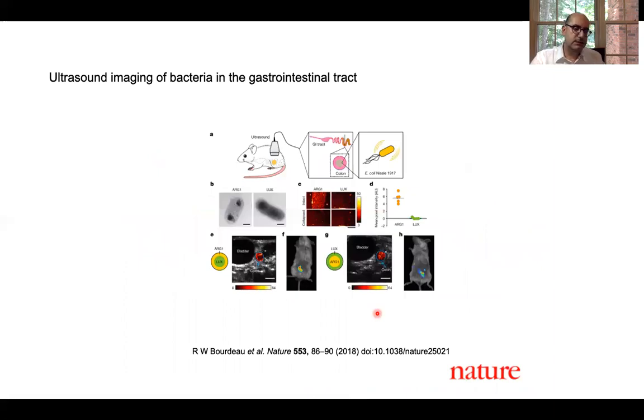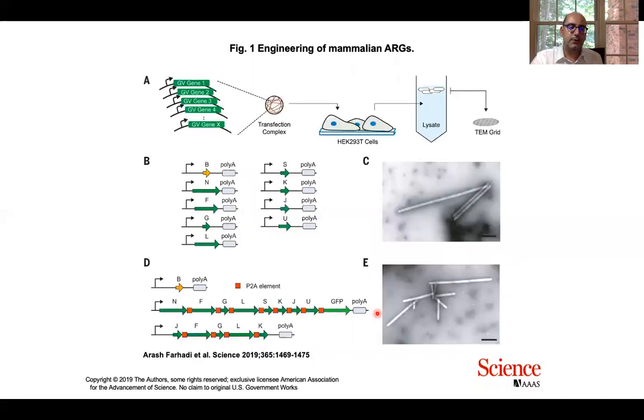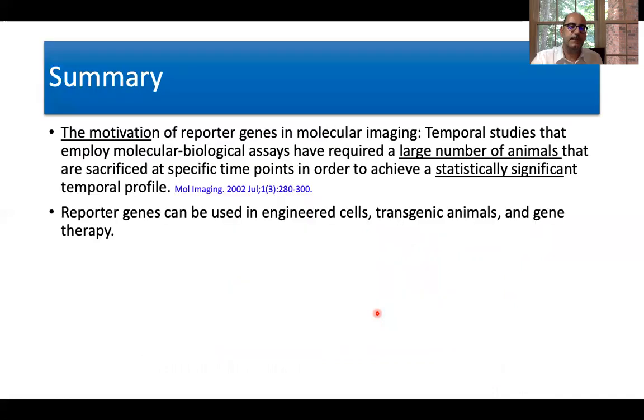I'm not going to discuss, due to the shortage of time, but there are a few nice studies from the group of Mikhail Shapiro from Caltech, where they used HyperCEST to detect genetically encoded gas vesicles. And in a recent paper in Science, they were able to express a whole set of genes in mammalian cells and detect them, not sure if with MRI, but definitely with ultrasound.